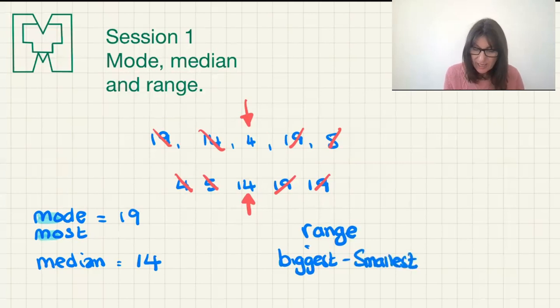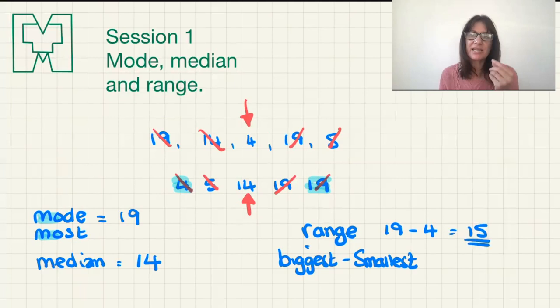Biggest take smallest. And obviously, because we've put them in order, it's really easy, although we have crossed them off, so it's less easy, but it is really easy to locate. There's the last number, there's the first number. Okay, the last number is 19. The first or smallest number is 4, and 19 take away 4 is 15. So that is my range.